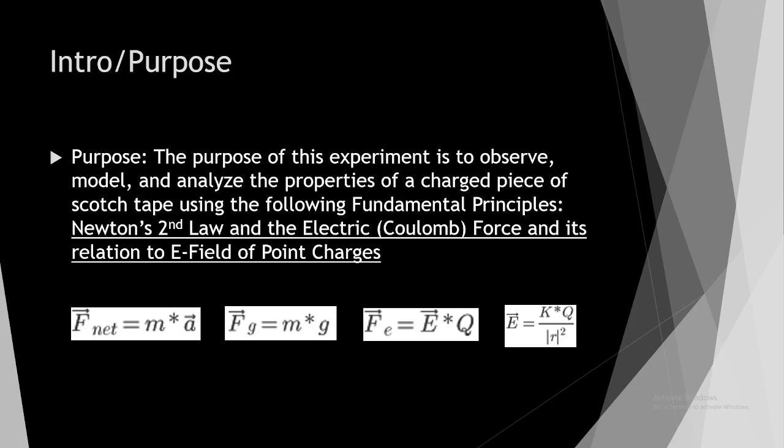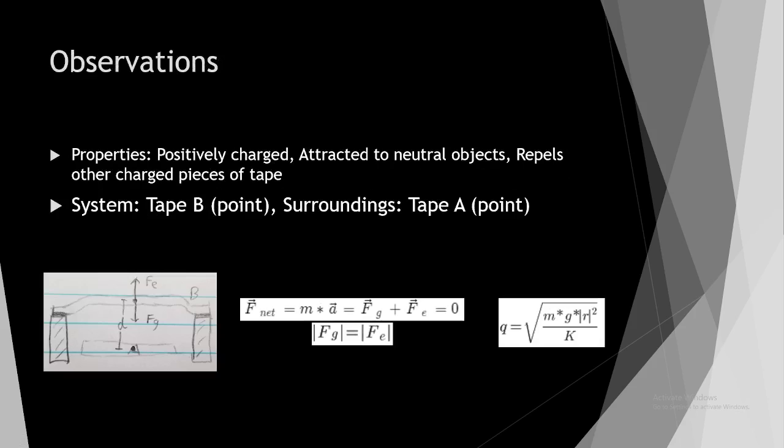It's also important to note that we treat each piece of tape as a point charge in order to use these formulas. So by combining these concepts, we're able to accurately create a model reflecting the following observations. After creating the charged tape, we did a series of tests to get the properties, being it's positively charged, as it was attracted to a negatively charged pin. They're attracted to neutral objects, and the two different pieces of tape will repel each other.